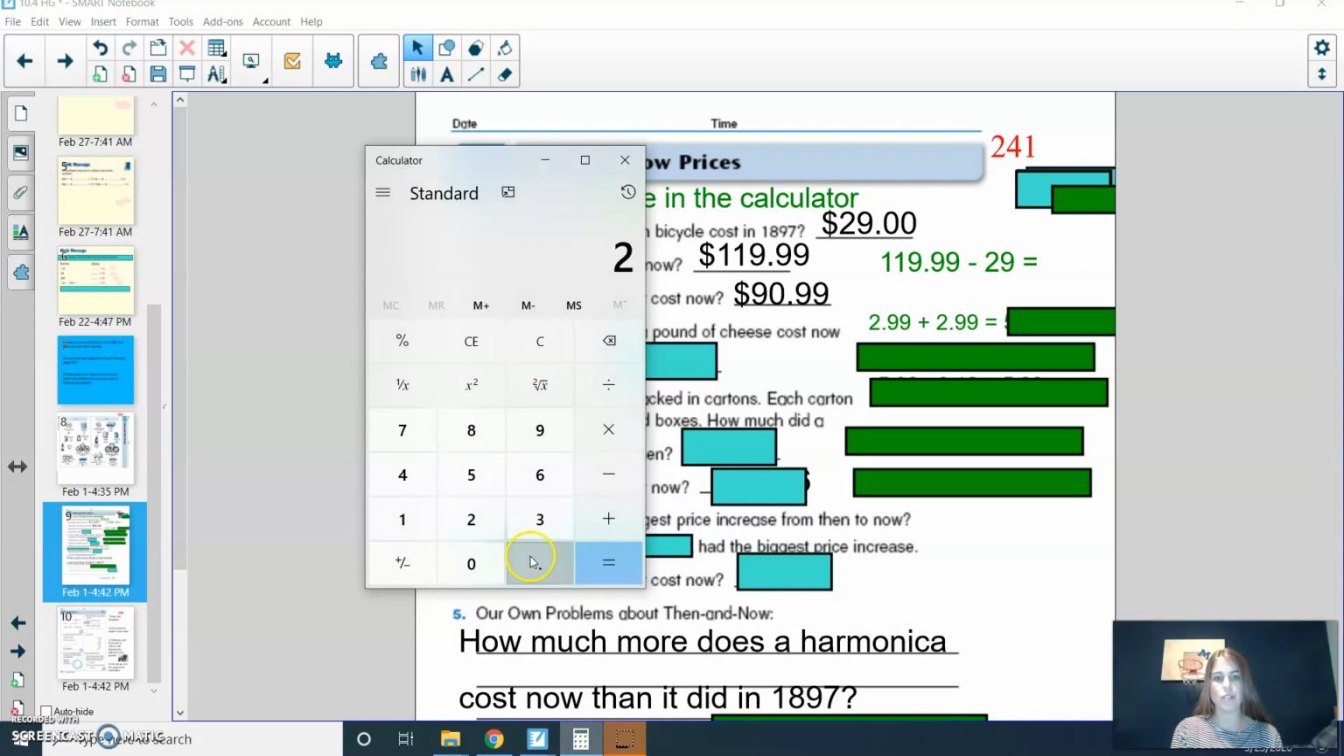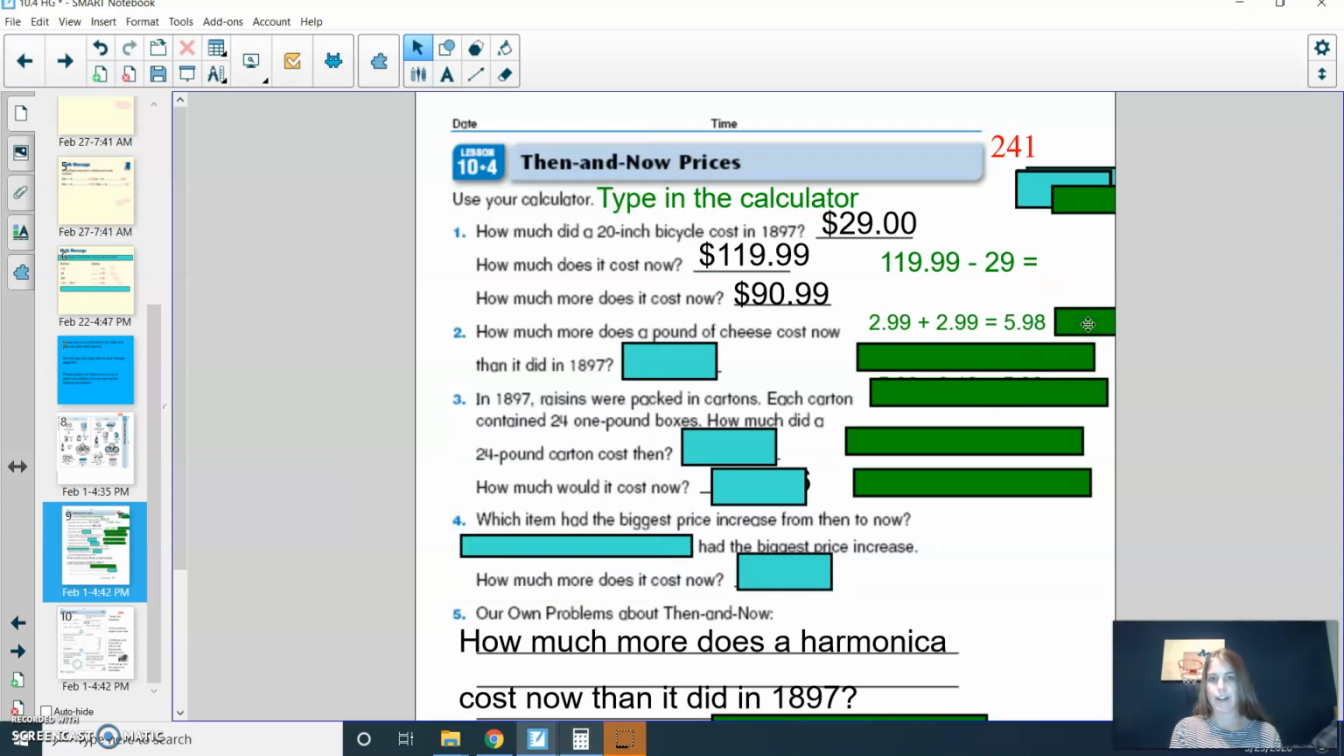Today I'm going to do $2.99 plus 2 decimal point 99 equals $5.98. For right now, I'm not going to put my dollar symbol, but when I'm getting back to my answer, I will. My calculator's not going to let me put my dollar symbol in there today. Now, cheese in 1897 cost 6 cents. So 6 cents plus 6 cents, and maybe I don't need my calculator for this one, equaled 12 cents.